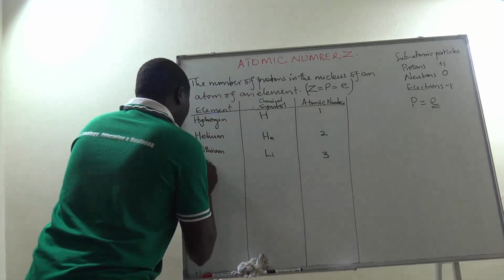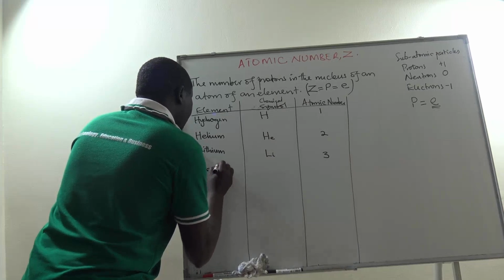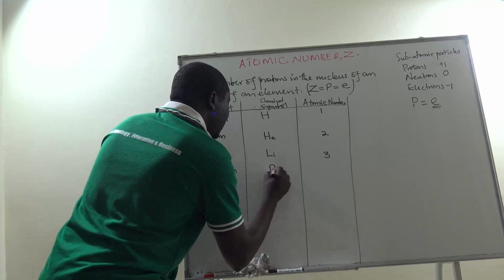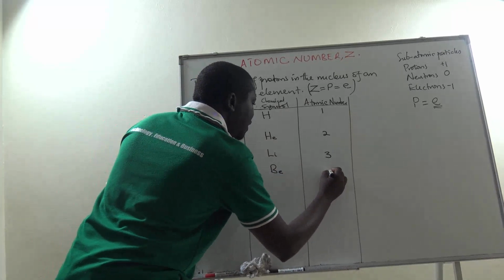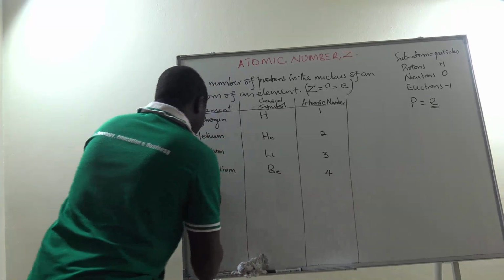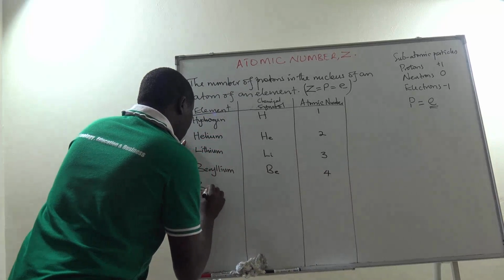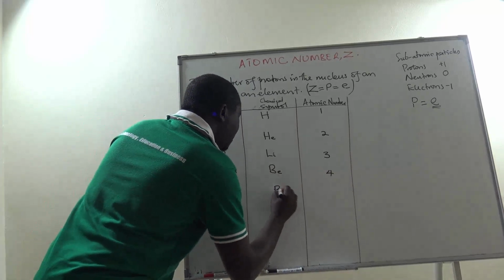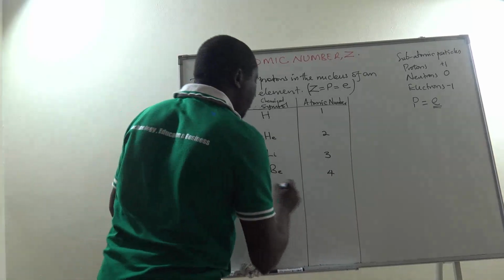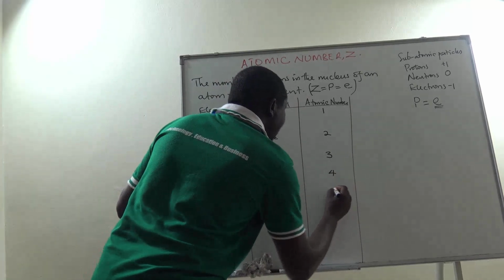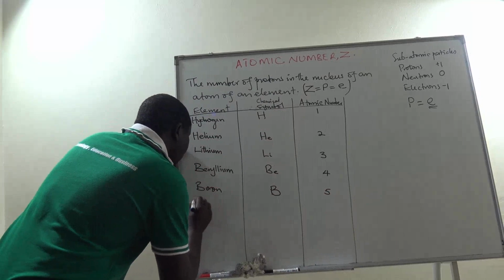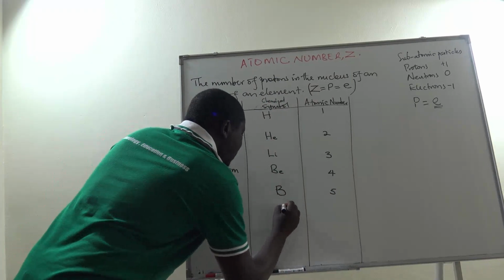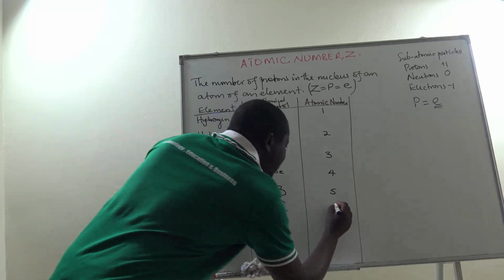Then we have beryllium, which is capital B, small e, number 4. Then number 5 we have boron, which is capital B as its chemical symbol. It has atomic number 5. Next is carbon, which is capital C with atomic number 6.